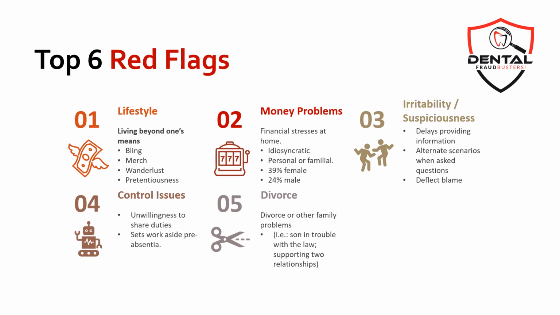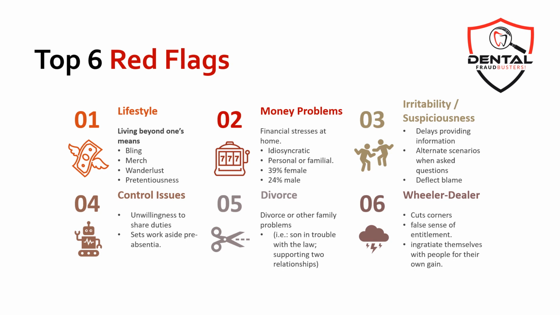Divorce. Well, there's the 3 Ds, divorce, drugs, and debt. But divorce or other family problems, it could be a son who is in trouble with the law or supporting 2 relationships. And the other top 6 red flag is a wheeler-dealer attitude. And this is someone who has a sense of cutting corners. They have a false sense of entitlement. And they ingratiate themselves with people for their own gain. And you know how to read these people.